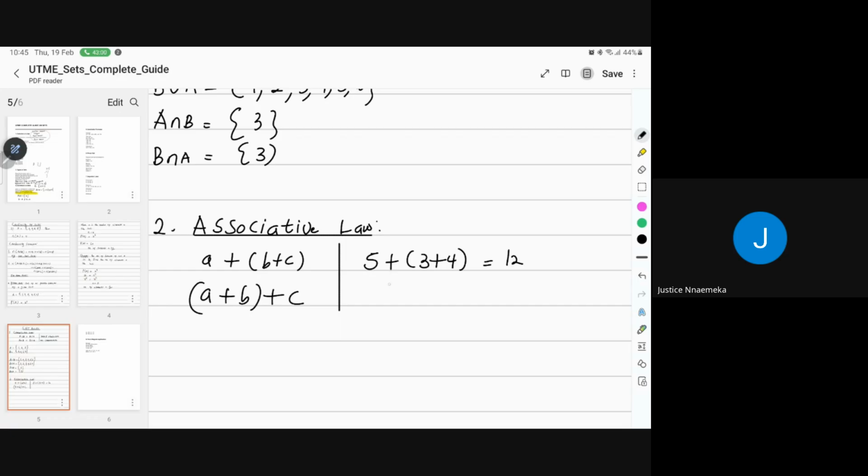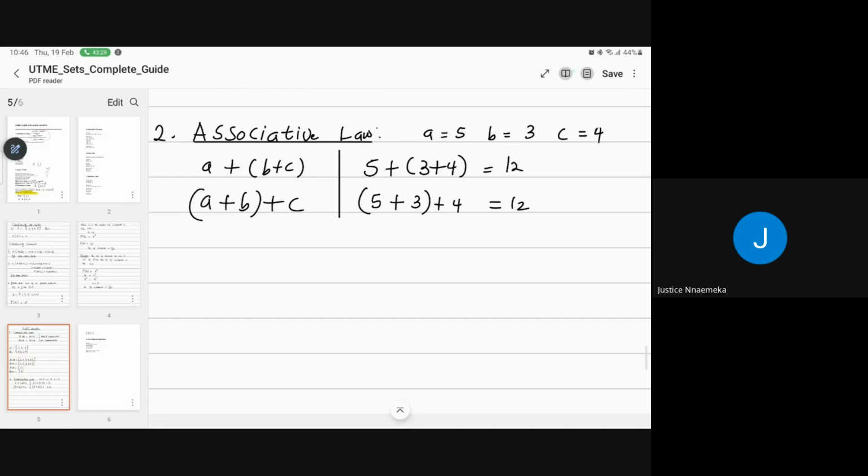Right? So now let's bring in a bracket. I have that A equals 5, B equals 3, and C equals 4. Now I'm bringing them inside a bracket. I have 5 plus 3, and then C is 4. So I have that 8 plus 4 is equal to 12. So that's the right thing to do. Sorry about that error. So this is the associative law, and the associative law still holds for sets.